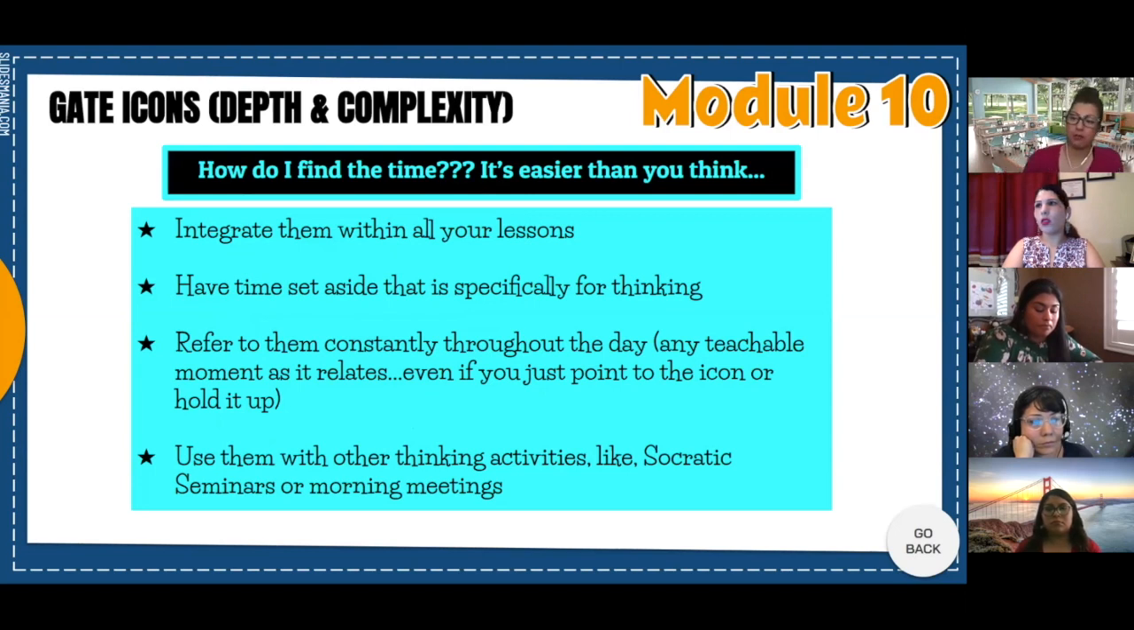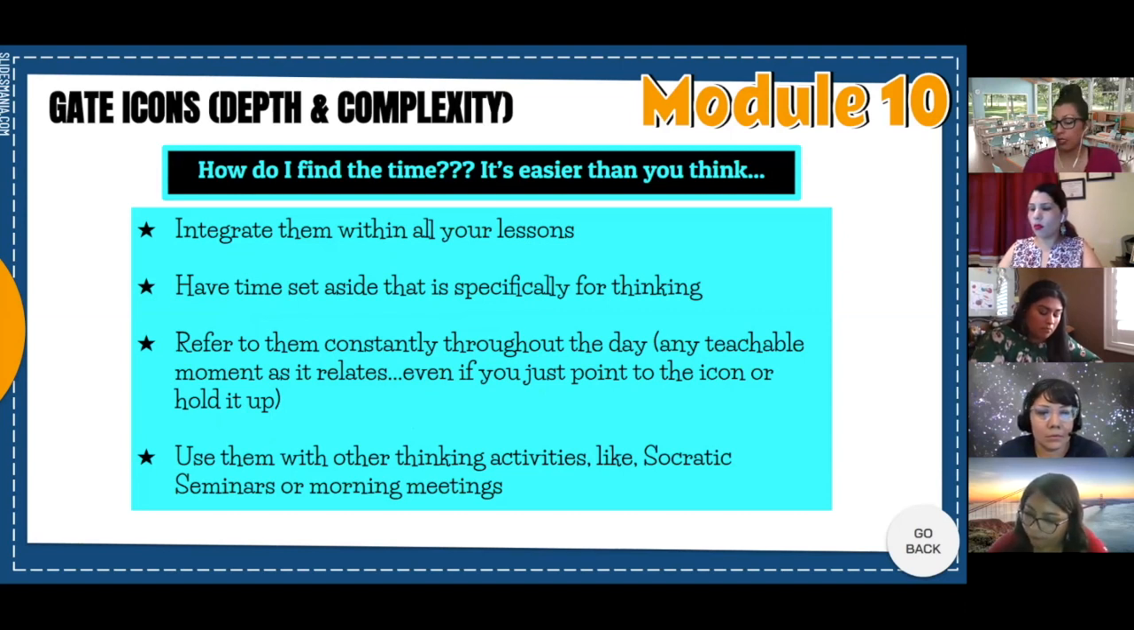How do you find the time to use these? So number one, I had already mentioned this, just making sure that you integrate these within all of your lessons. And it's not about doing every single one of the icons. That could be a little bit overwhelming, but you're going to find that you're going to stick with some that just happen more often as a routine, and then you're going to find, oh, I haven't used this one, and this would be a perfect icon to use to get my students to think a little bit deeper on this particular topic. So you might use some sparingly, you might use some a little bit more often.